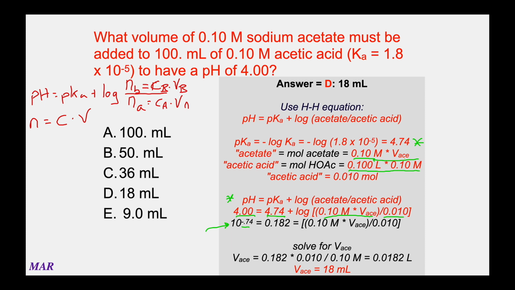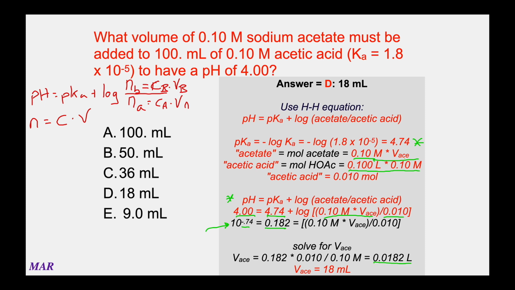And this is just fun for your calculator, okay? 10 to the minus 0.74 is 0.182. And that equals 0.10 times V divided by 0.010. You want to solve for the volume of the acetate. So 0.182 times 0.01 divided by 0.10 comes out to be this number, 0.0182 liters.